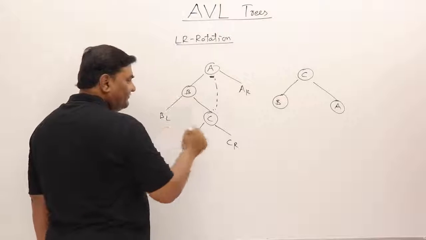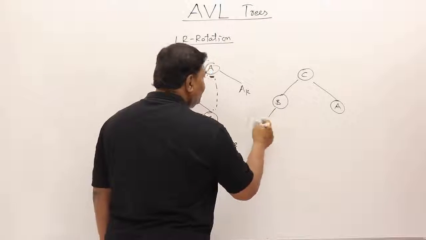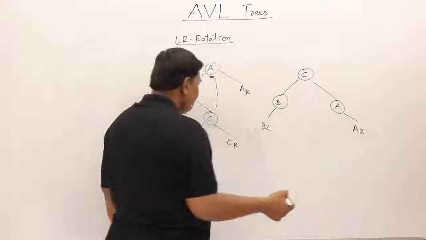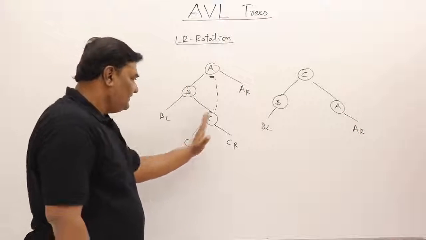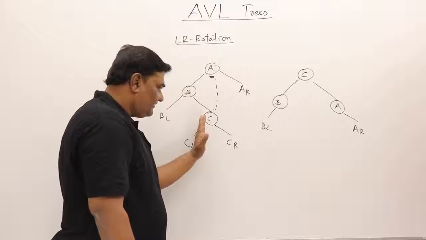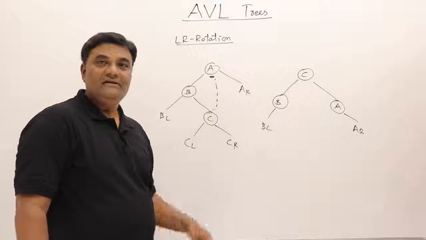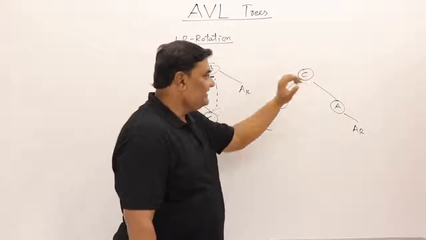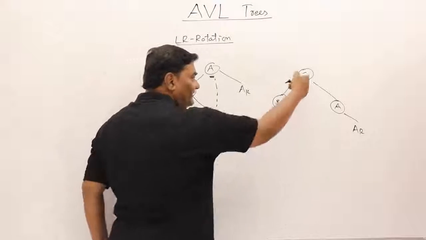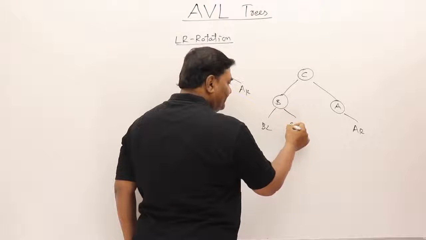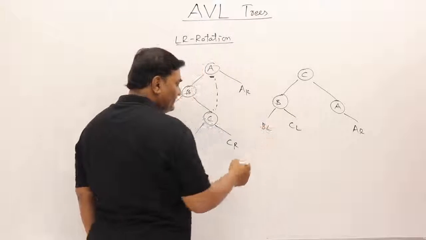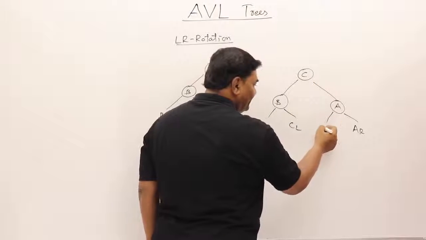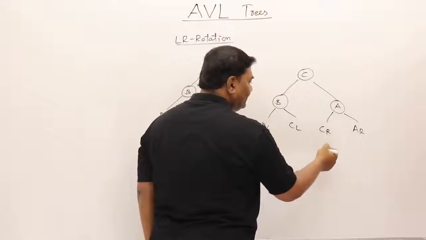Now what about the left child of B? It will be as it is. What about the right child of A? It will be as it is. Now who are remaining? Left subtree of C, right subtree of C. Left of C will go on the left side only. So C is here now. So its left child will be on the left side only, but it will become a right child of B. And the right subtree will remain on the right side only, but it will become a left child of A.